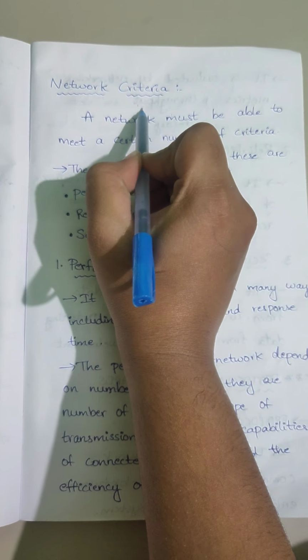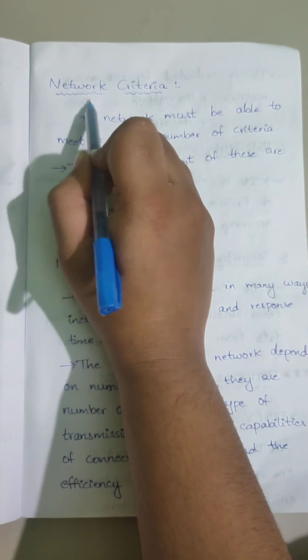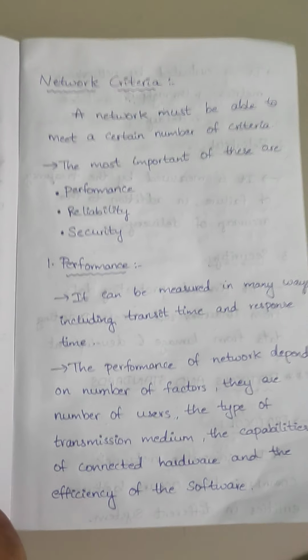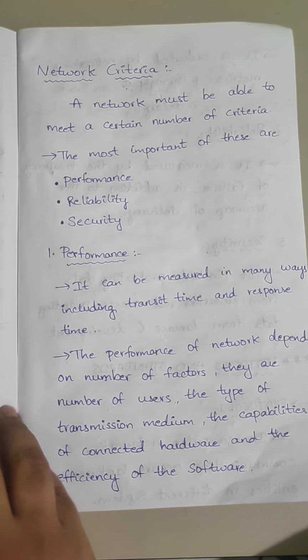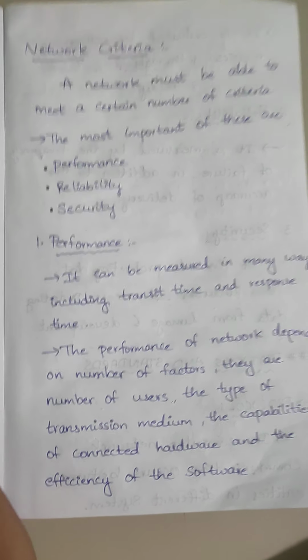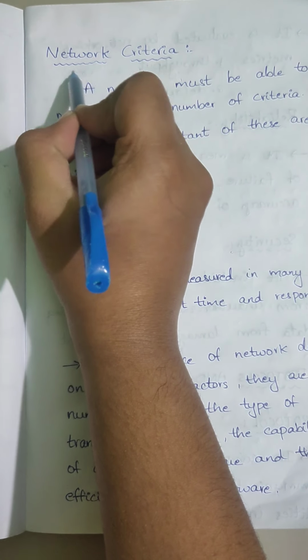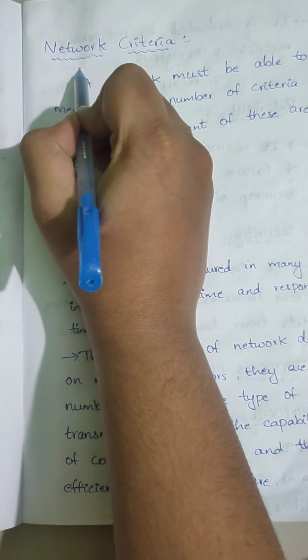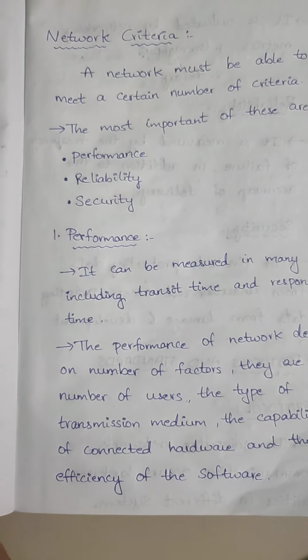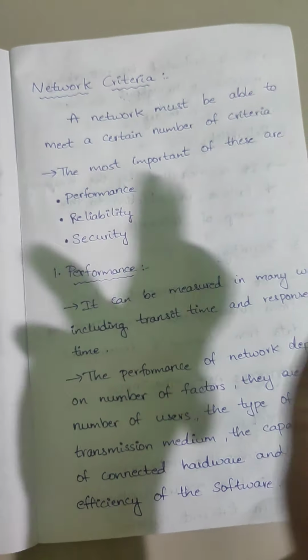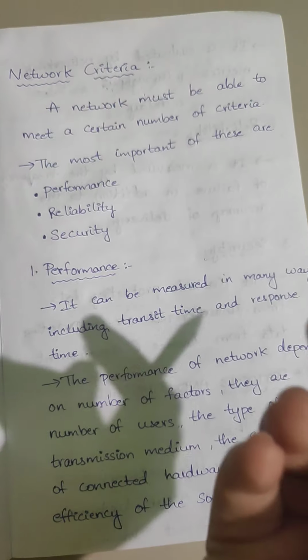Before explaining the network criteria, we have to know what is meant by network. A network is a connection of two or more devices, and it is used to exchange data with each other. It is a set of devices connected by communication links. A network is made of nodes. A node can be a computer, printer, or any other device capable of sending or receiving data from the sender and sending to the receiver.